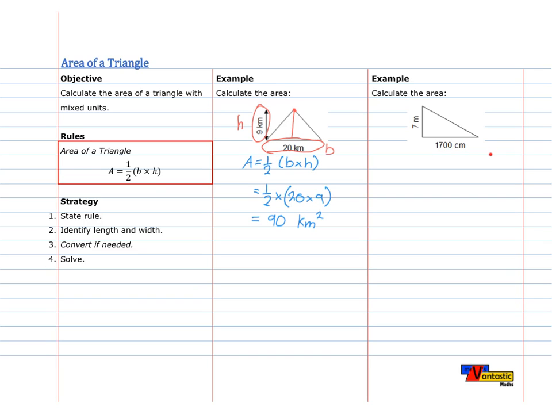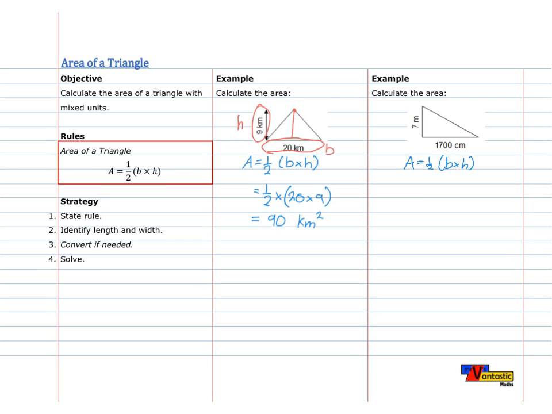In this second example, our units are mixed. We have 7 meters and we have 1700 centimeters. How do we solve that one? We'll once again start by stating the rule. Area equals a half brackets base times height.